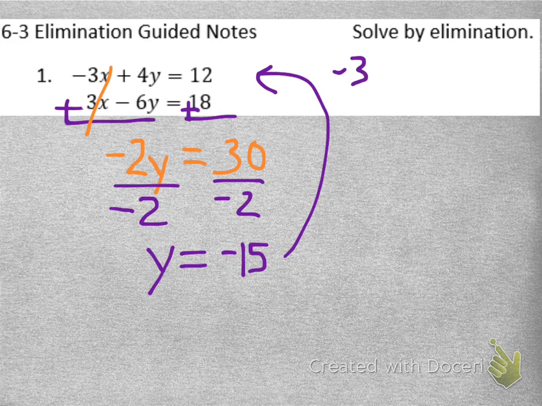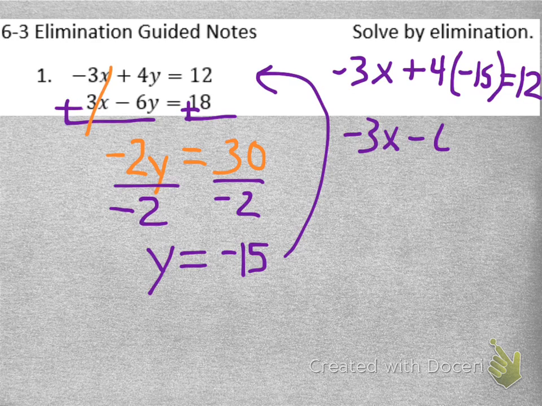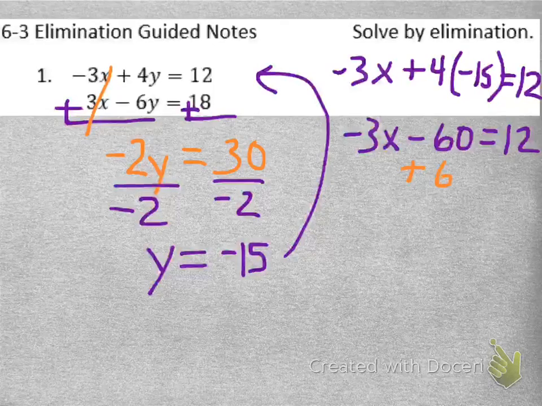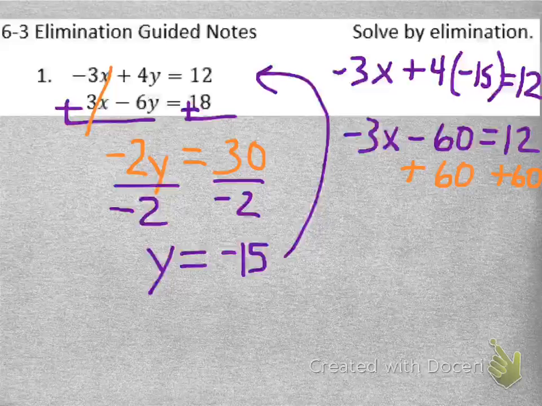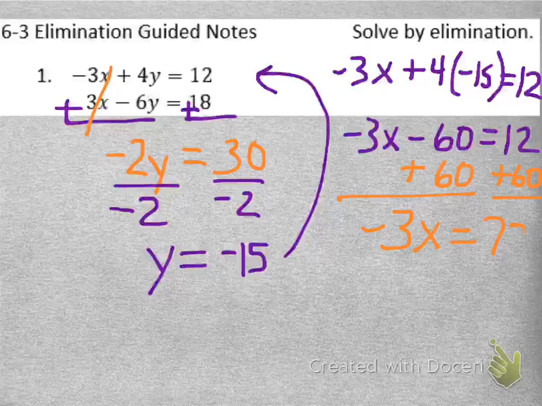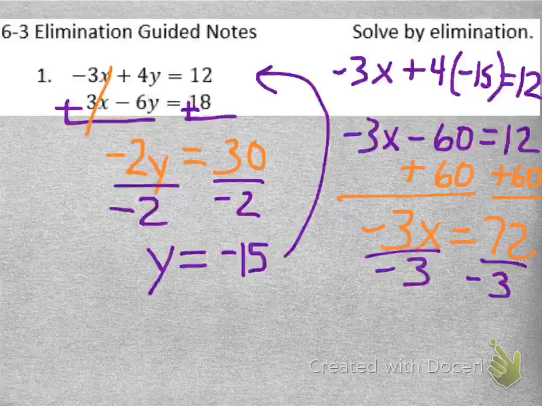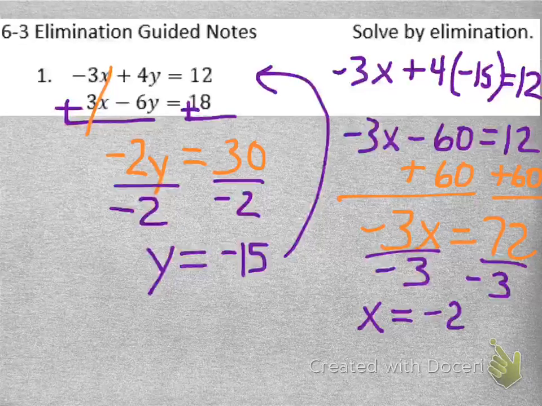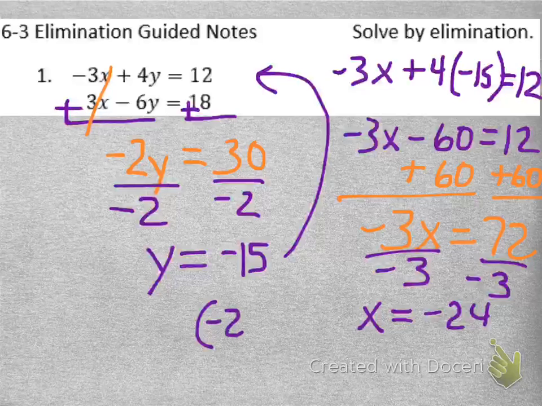We have negative 3 times x plus 4 times y, which is negative 15, equal to 12. Now we'll multiply. 4 times negative 15 is negative 60. From here, it's a two-step equation. To get rid of the minus 60, we'll add 60 to each side and get 72. And then to get rid of multiplying by negative 3, we'll divide by negative 3. And so we get x equal to negative 24. Put it together as an ordered pair, x, then y.